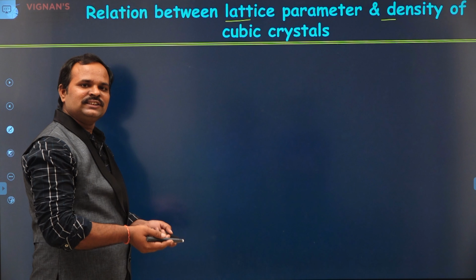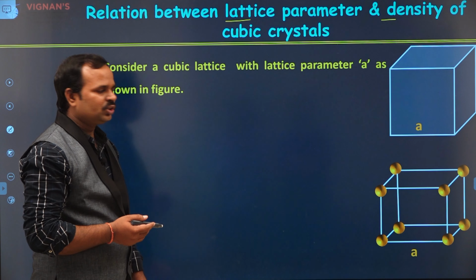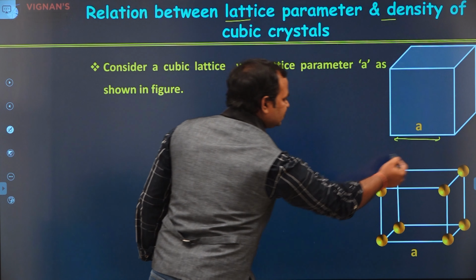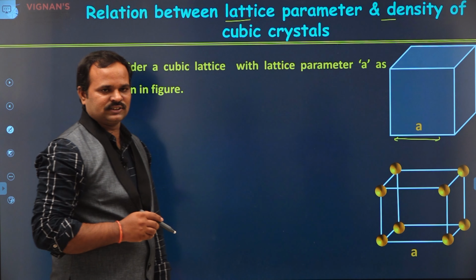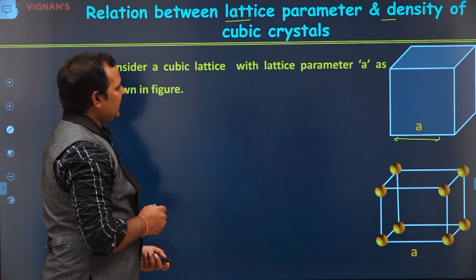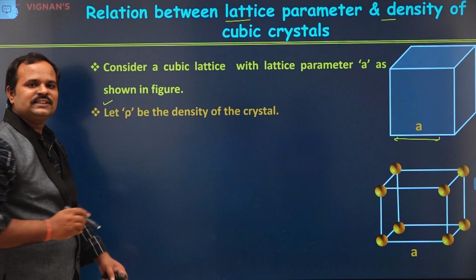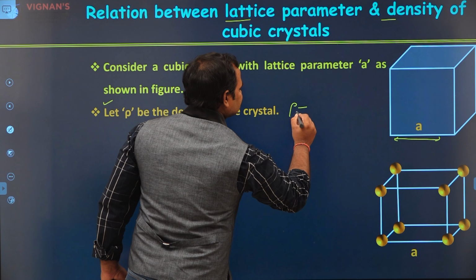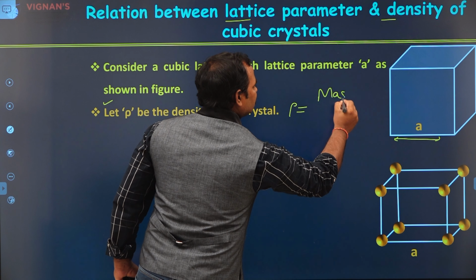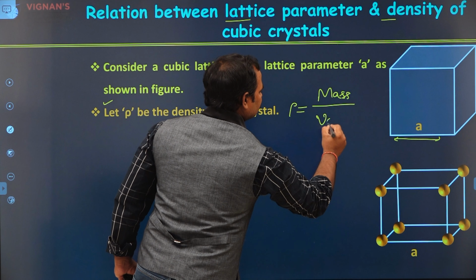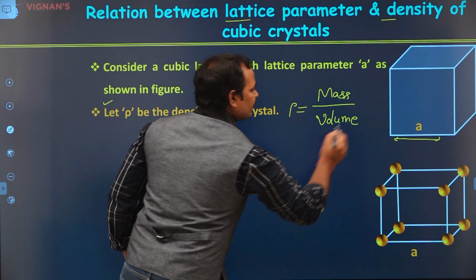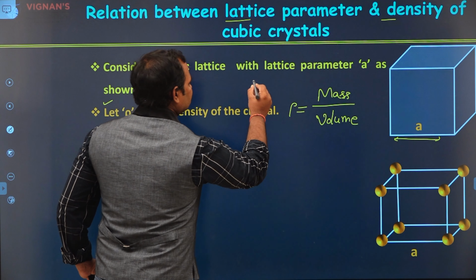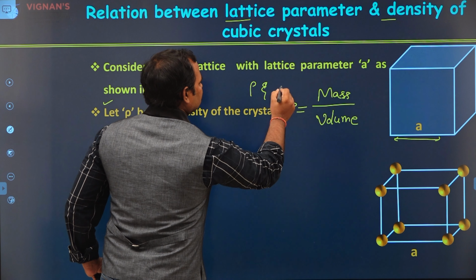So for this one, let us consider a cube, a simple cube, with lattice parameter a. This is a simple cube, and this is an atomic view of the simple cubic lattice. Let rho be the density of this crystal. Density means mass per unit volume. And here our aim is to find out the relationship between rho and the lattice parameter a.